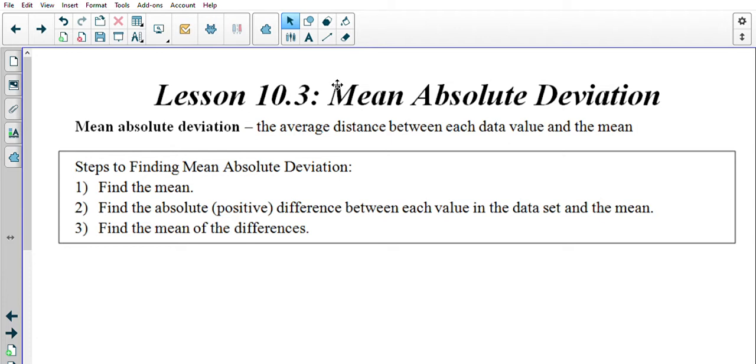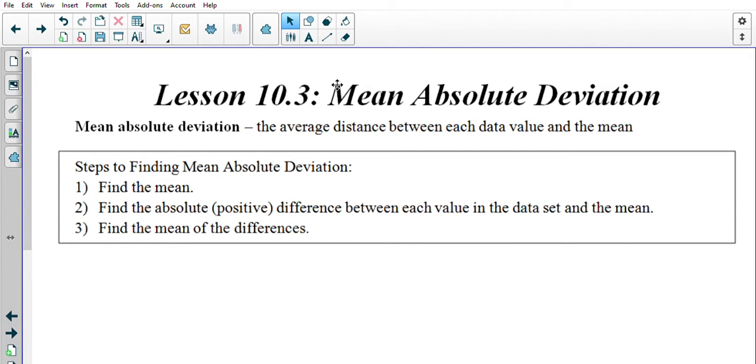And the word deviation, to deviate means to stray from the norm. So we're trying to figure out how far away each number is from your mean, how much it deviates from the mean. So the name itself makes a lot of sense. It sounds really complicated. I'll abbreviate it with MAD, but we will definitely be abbreviating this as we go to do some of our work.